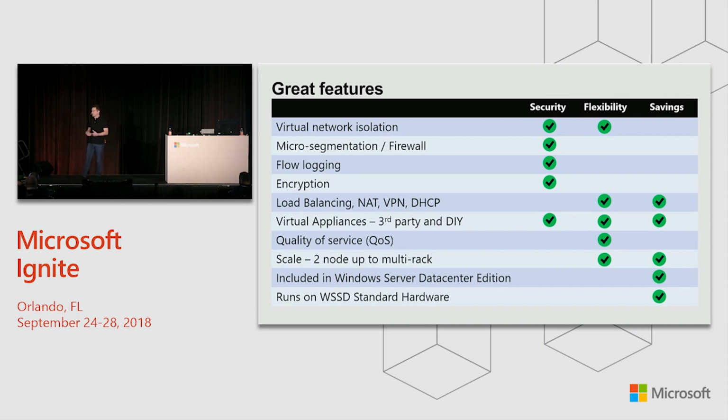And then starting in 2019, we've added flow logging so you can match security rules in the micro-segmented firewall to log the hits of either the allows or denies, so you can start to see what's going on in your network if you're under attack.